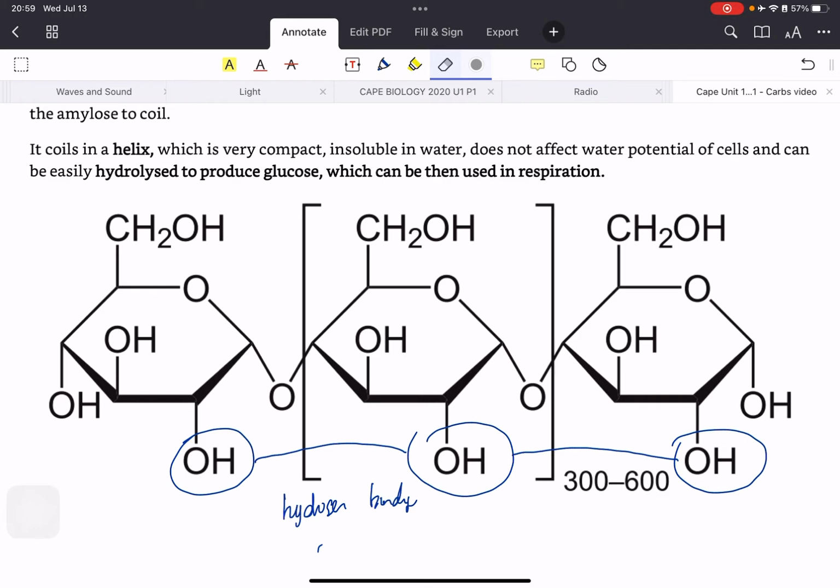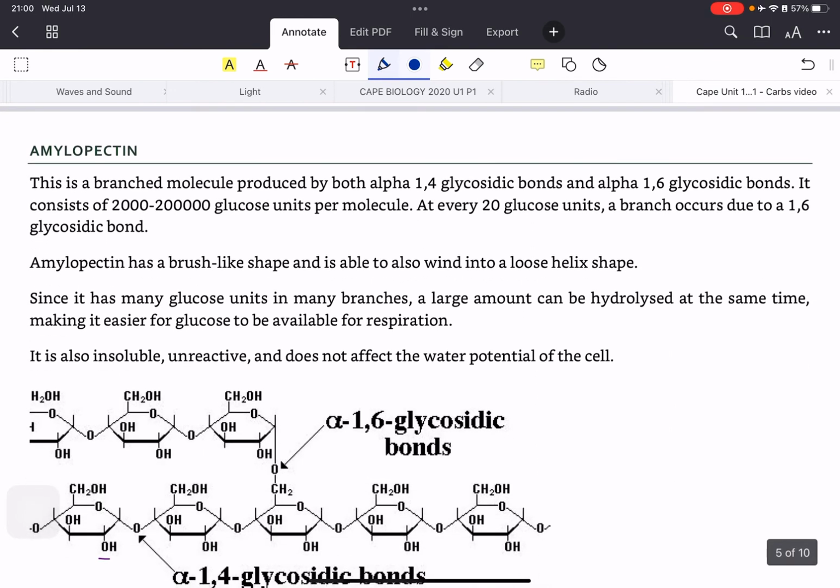Okay, it's also insoluble in water, because all the OH groups are being attracted to each other. So it could be good use for storage as well. All right, now let's take a look at amylopectin. Amylopectin is a little bit different.